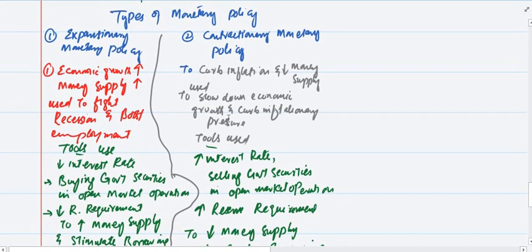Now the second policy is contractionary monetary policy, and this policy is designed to curb inflation, to control inflation, and to reduce the money supply. This type of monetary policy is used to slow down an overheating economy and to control inflationary pressures. Central banks may use tools such as raising interest rates, selling government securities through open market operations, and also increasing reserve requirements to reduce the money supply and to control borrowing.